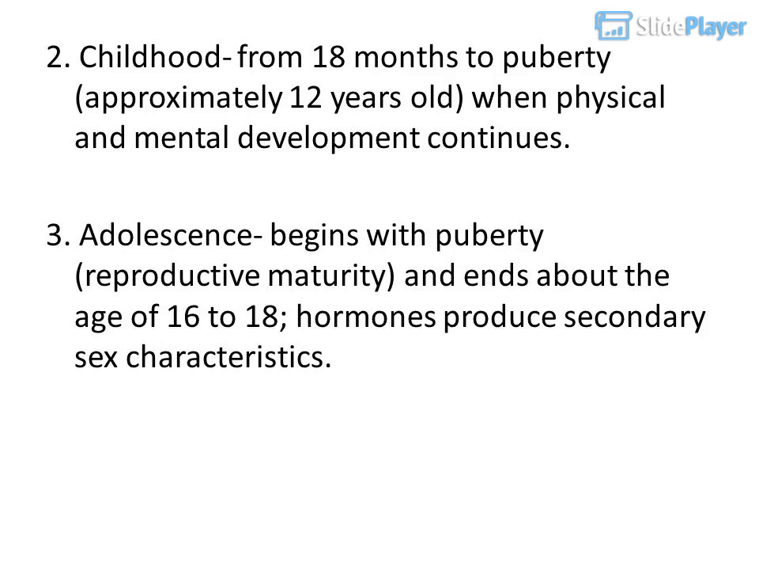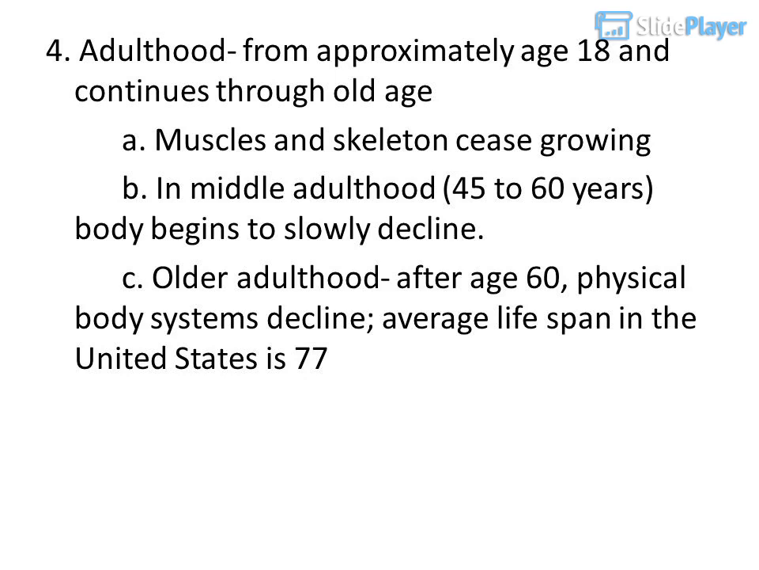2. Childhood is from 18 months to puberty, approximately 12 years old, when physical and mental development continues. 3. Adolescence begins with puberty, reproductive maturity, and ends about the age of 16 to 18. Hormones produce secondary sex characteristics. 4. Adulthood is from approximately age 18 and continues through old age.